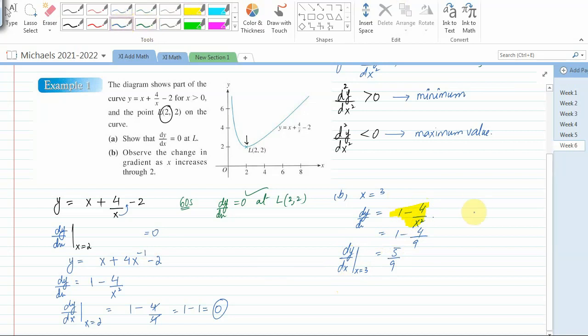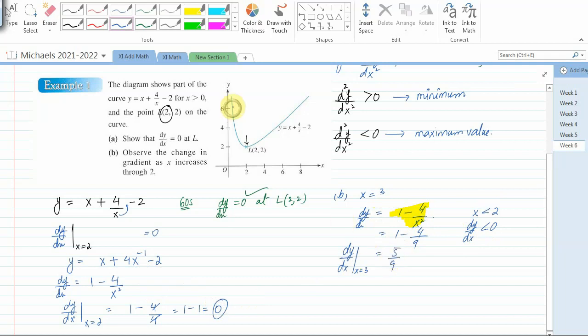If the x value is lesser than 2, let's suppose it's 1, so you have dy over dx lesser than 0, right? Why? Let's suppose hypothetically if you place 1 here, so that will be 1 minus 4 and it leads to minus 3, right? At x equals 2 you have 0, we had proved it, and x equals 3, that means greater than 2, we have positive values.